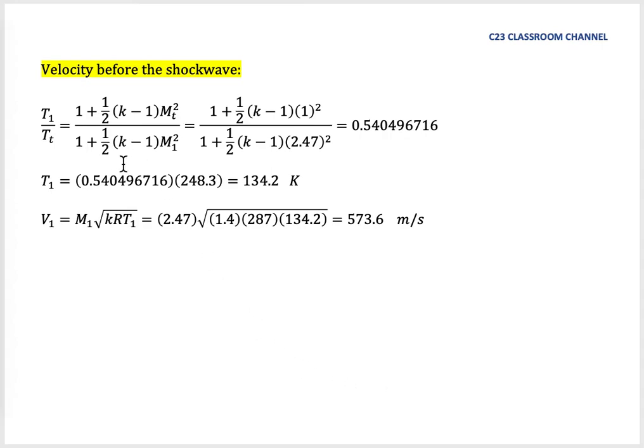We also could calculate the velocity before the shock wave by using this equation, the temperature ratio in isentropic flow. We substitute all the values here. We could get the ratio of T1 and Tt equal to 0.5404. Then we could calculate the value of T1 and we get it is equal to 134.2 Kelvin. We could calculate the velocity at point number 1 by using this equation, and it is equal to 573.6 meters per second.